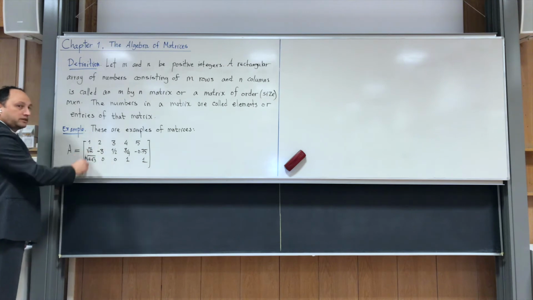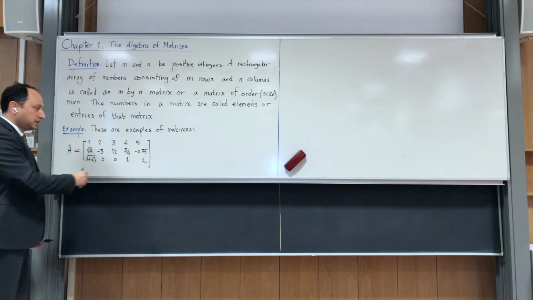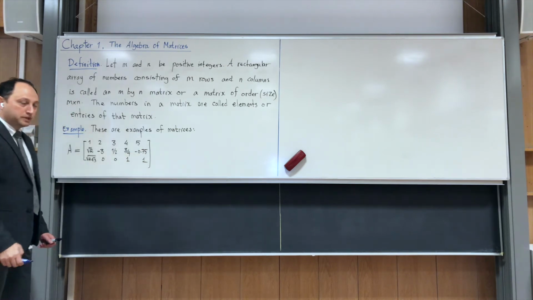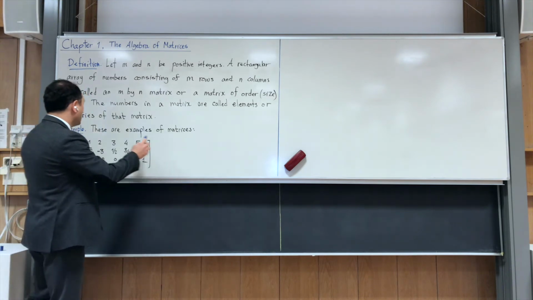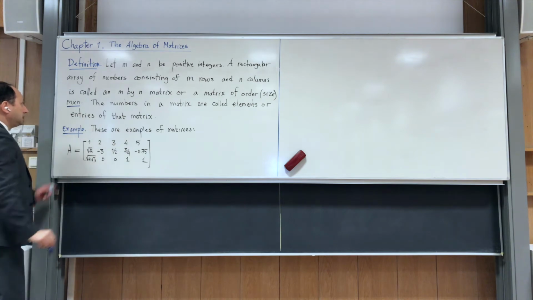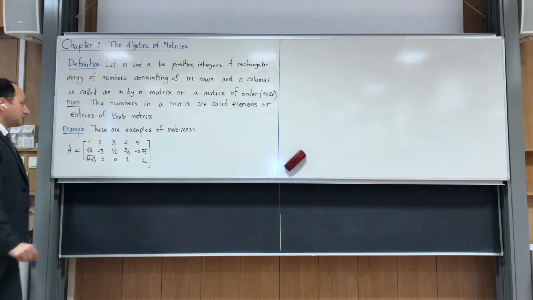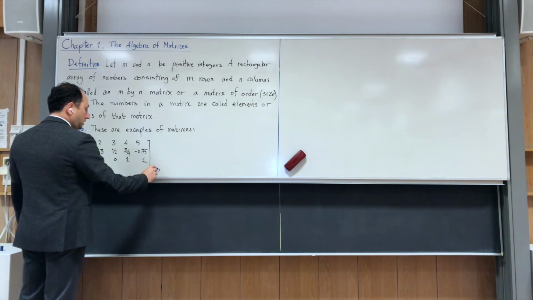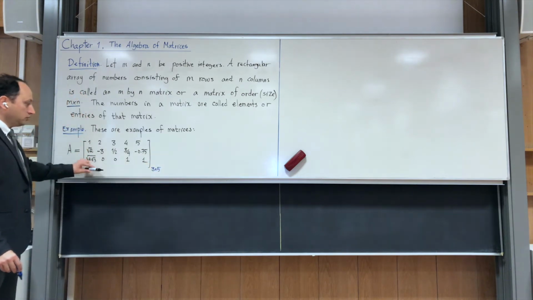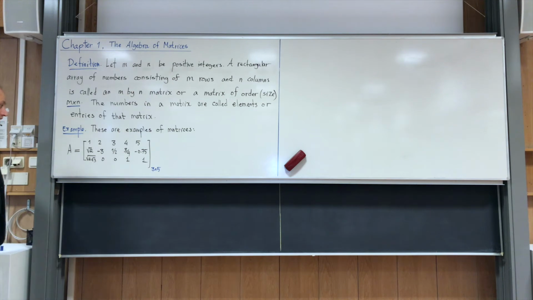And the column on the left is called the first column, and this one is the last column. So this matrix has 3 rows and 5 columns. According to this convention here, I should say that this matrix is a matrix of order 3 by 5: 3 rows and 5 columns. So this is an example of a matrix.